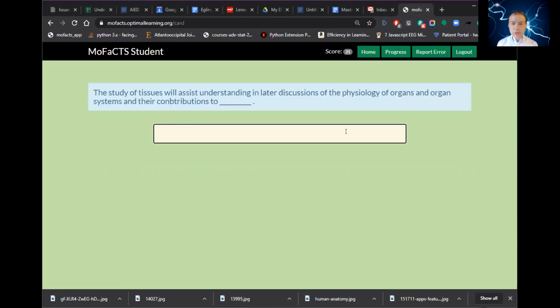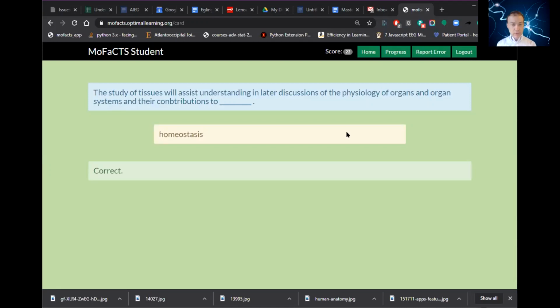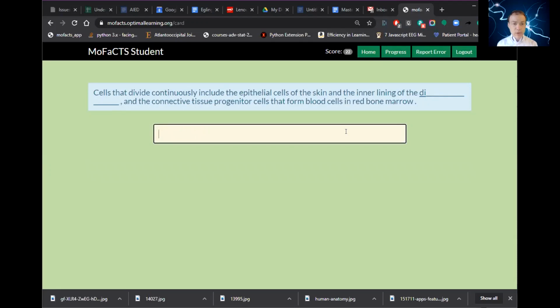The study of tissues will assist understanding in later discussions of the physiology of organs and their contribution to homeostasis, body regulation of itself. Cells divide continuously in the epithelial cells of the skin and inner lining of the digestive tract. I remember this one from before, because all these different areas are places where you have continuous division.